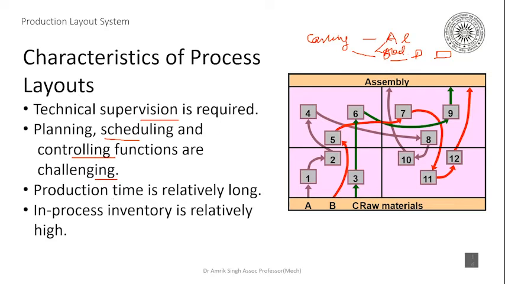The production time is relatively long. When the production time is long, that means the material has to wait. Suppose this product has to go on 6 machines and this product also has to go on 6. Unless this machine is free, the other job cannot be taken up. So the production time, the waiting time and WIP will be higher in such cases. In-process inventory is relatively high. So this is what I was telling: the production time is high and the inventory is also high.